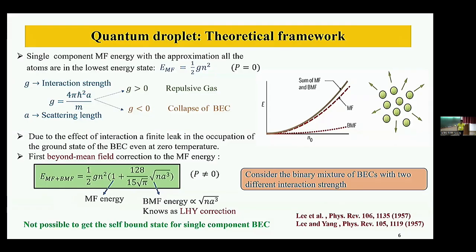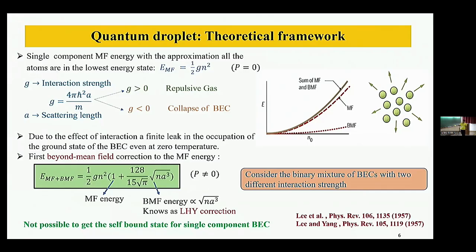collapse. So, to understand the theory, we have to go beyond mean field theory, as Professor Adhikari mentioned in his talk. But here I just want to give a brief introduction about this beyond mean field theory, how it is useful for binary condensates. So one can get an idea by taking a single component, and this is the way the mean field energy goes.